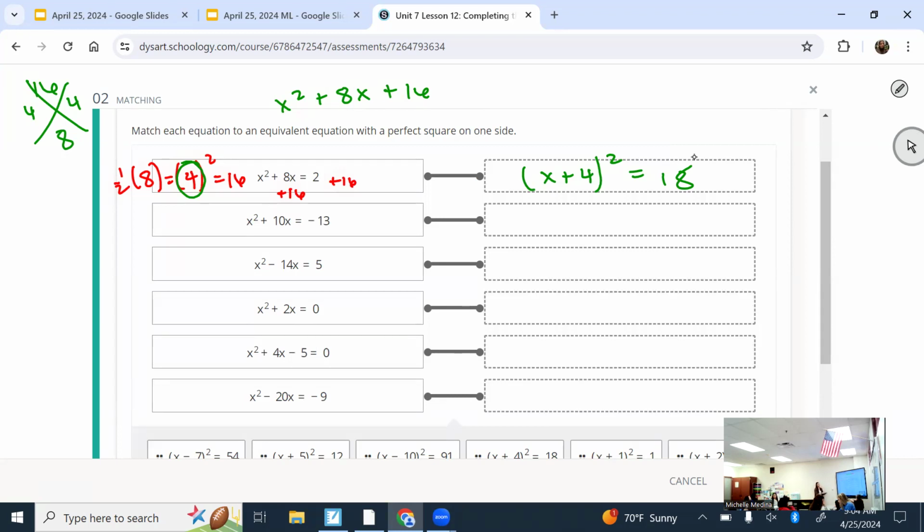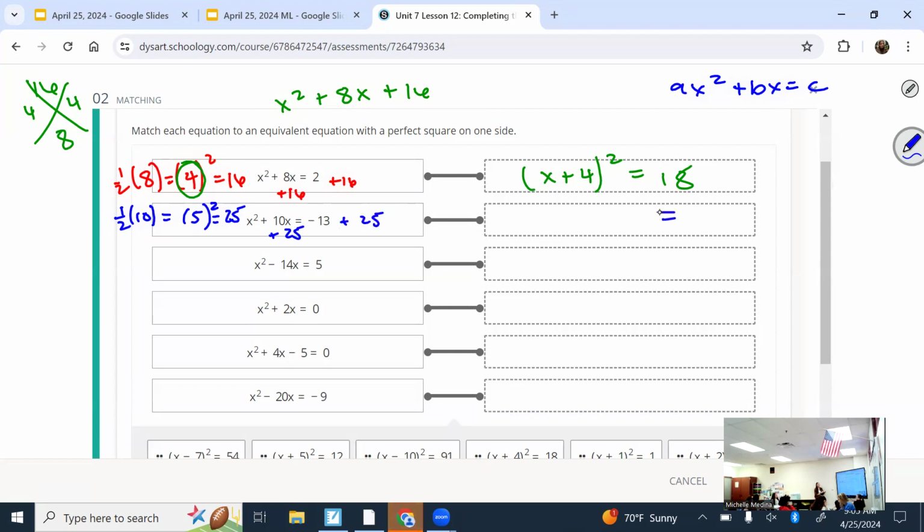So I also probably won't do all of these because I do want you to try it yourself too. But let's see the next one. It's already rewritten into this form, so that's good. We can go on to the next step where we take half of b. What's b? And what's half of it? 5. So we take half of b, we square it. What's 5 squared? And that's what we would add to both sides.